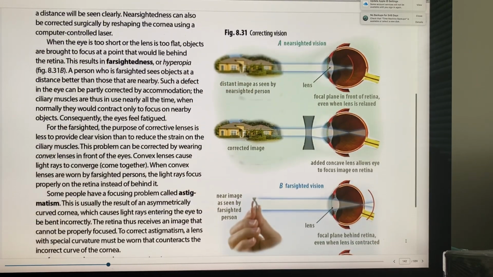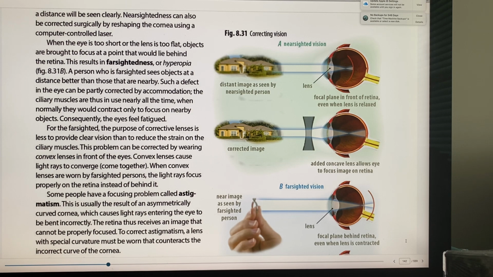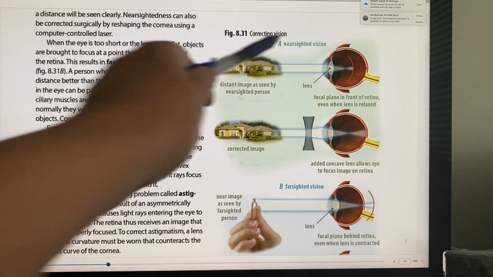Correcting vision. So let's talk about this. We can have defective vision. Some people inherit just bad eyes, and other vision problems occur because a person is growing older, right? And sometimes you can have an injury to your eye, which can cause problems too. So we're going to first talk about what's called nearsightedness.